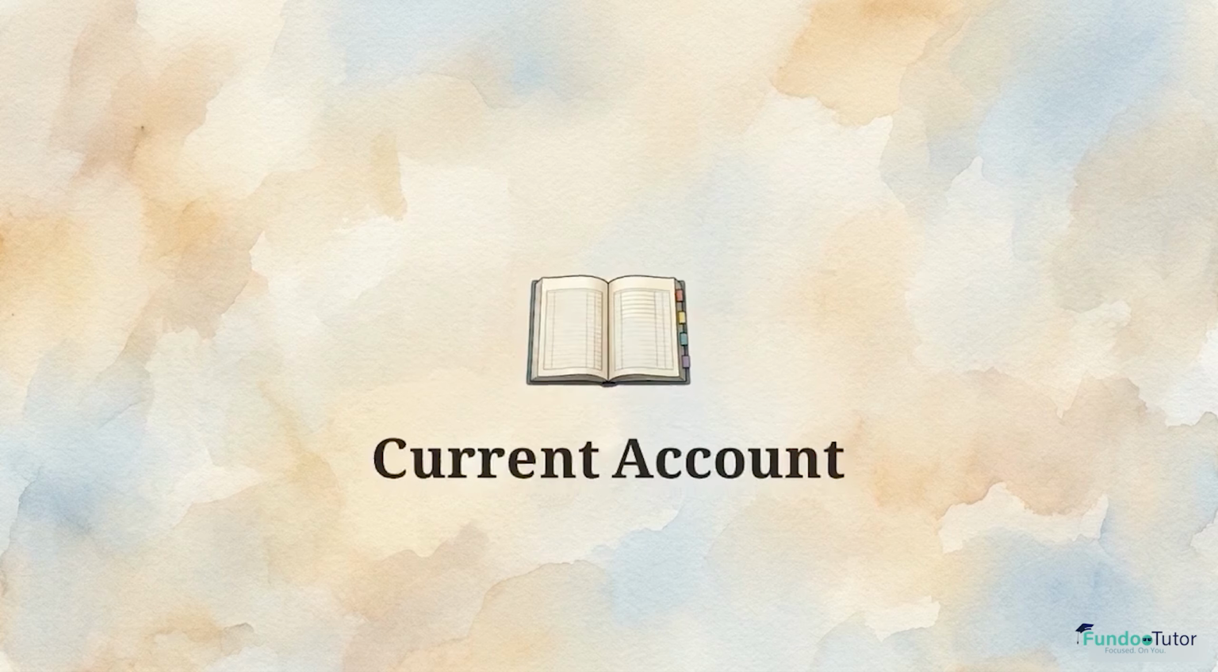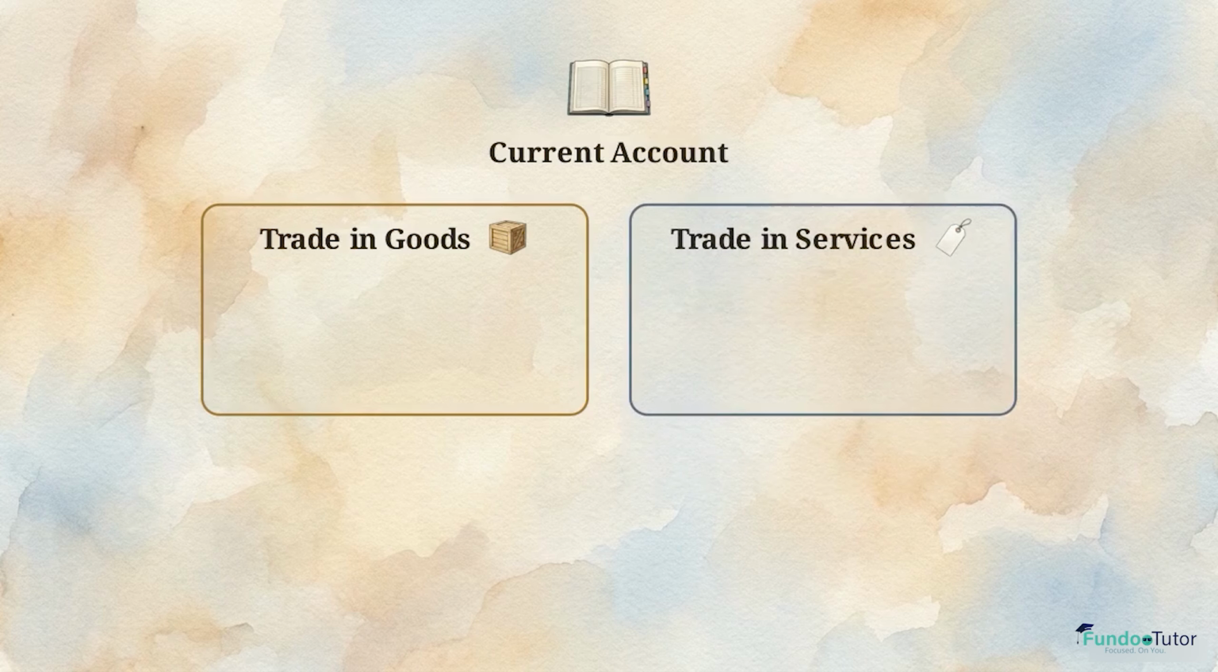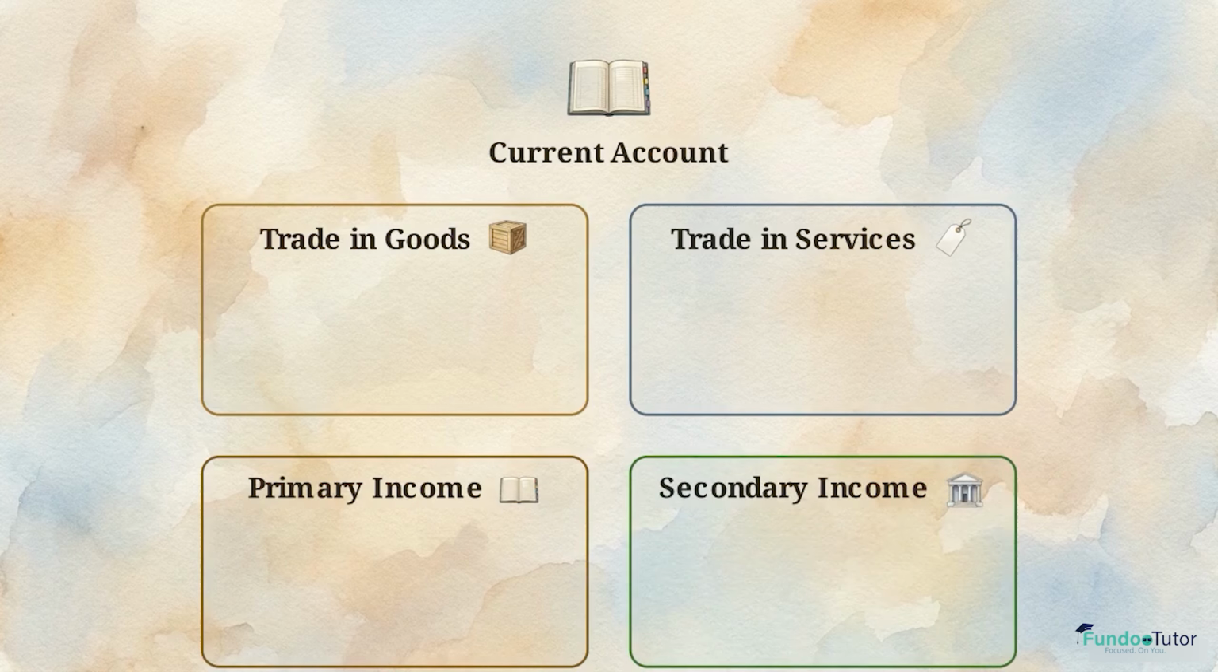The current account is actually divided into four mandatory components: trade in goods, trade in services, primary income like investment profits, and secondary income like foreign aid or remittances.